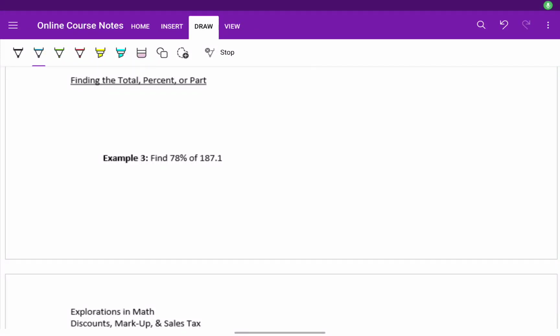The applications that we'll look at with percent deal with either finding the total, the percent, or a part of that total, with those three values being related by a simple formula, which is total times percent is equal to part, where part is some new value that we generate by taking a percent of the total.